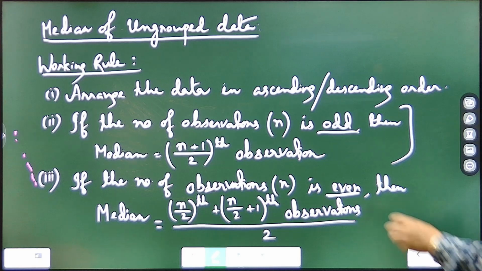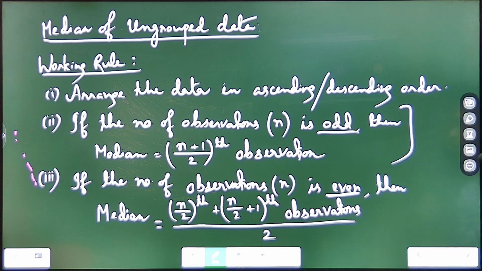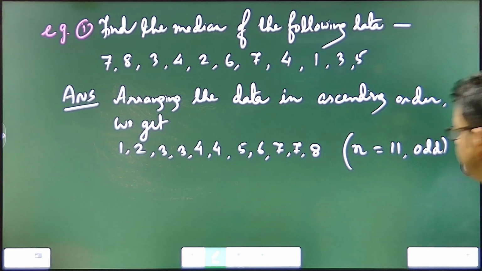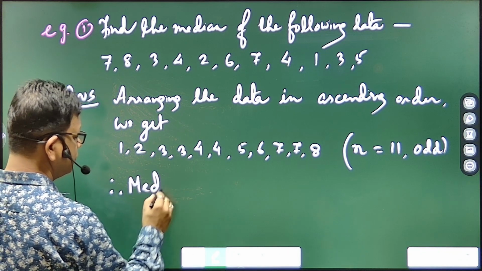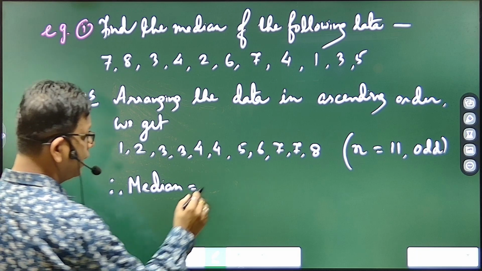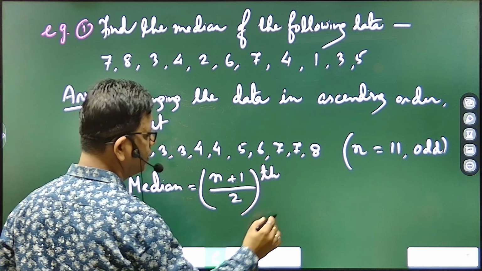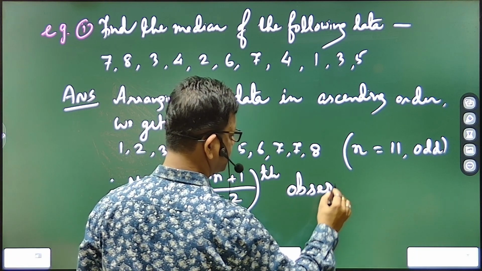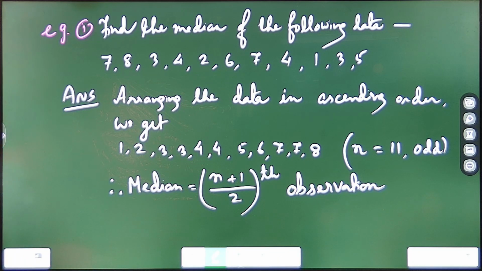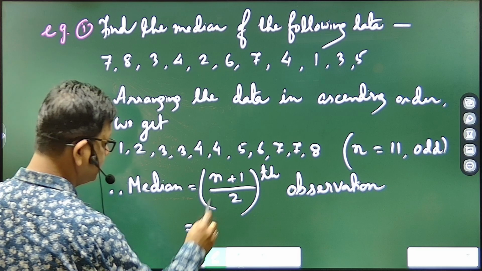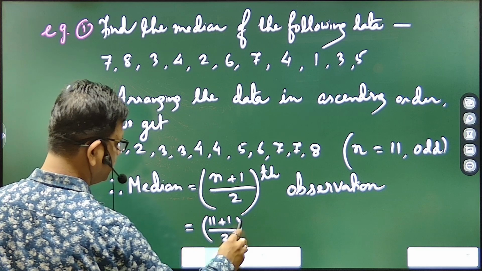the formula for finding the median is n plus 1 by 2. N plus 1 by 2 we will find out, and that observation we will be writing. So since it is odd, therefore median equals n plus 1 by 2 th observation. Just put it in, what is n here? 11. So n is 11, 11 plus 1 by 2, this number.